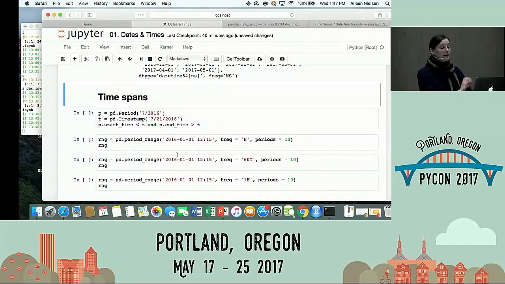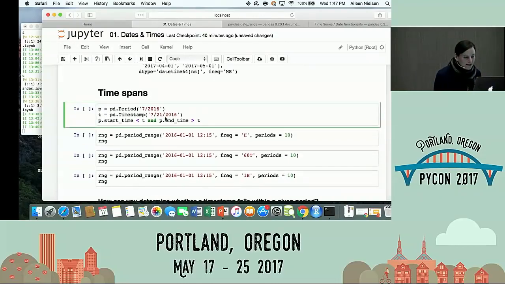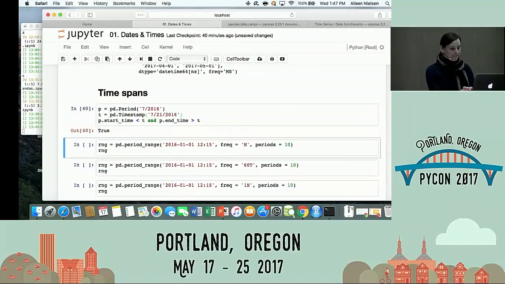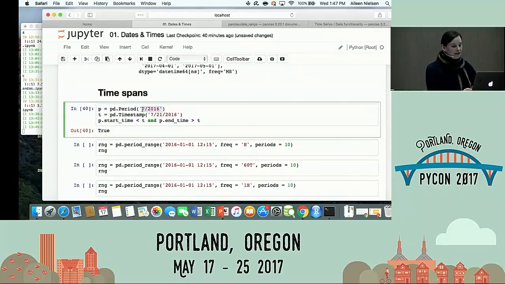So we've got time spans. These are called periods. So let's look at pd.Period versus pd.Timestamp. We've got a period 7/2016. Again, it's American style, right? So that doesn't mean, well, I don't even know what that would mean as a non-American style. But we've got July 2016.